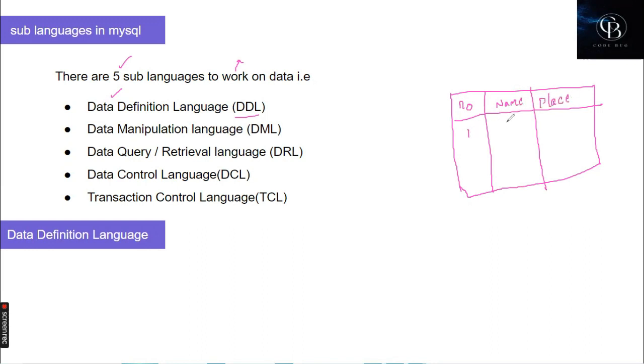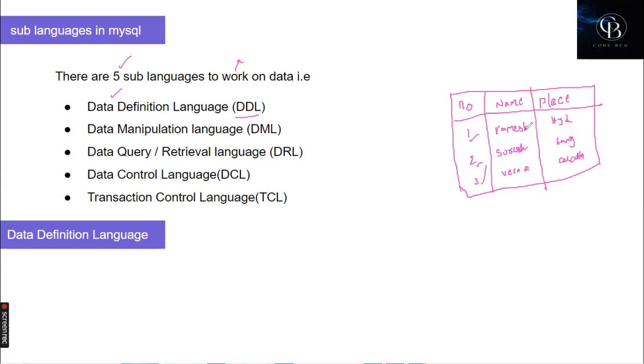The first person's name is Ramesh, and the place is Hyderabad. The second name is Suresh, and the place is Bangalore. The third person is Veena, from Kolkata.